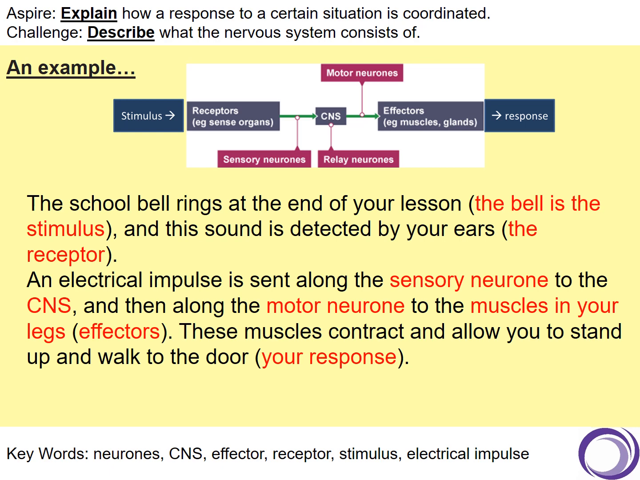Your CNS then coordinates the response, and it sends a message back along, as an electrical impulse, remember, to your motor neuron. And then your effectors, which in this case are your muscles in your legs, contract, allow you to stand up, and then you walk out. And that is the response that you have coordinated.